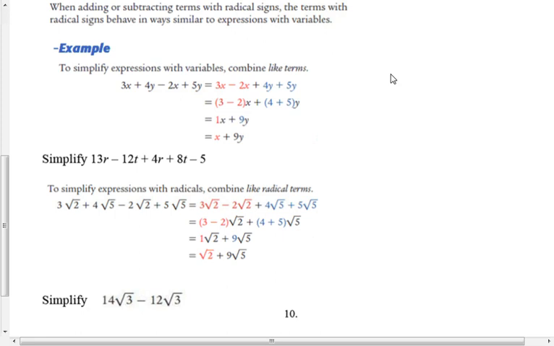Students, this is lesson 432 again, part B. In this one, we're going to learn how to simplify radical expressions.